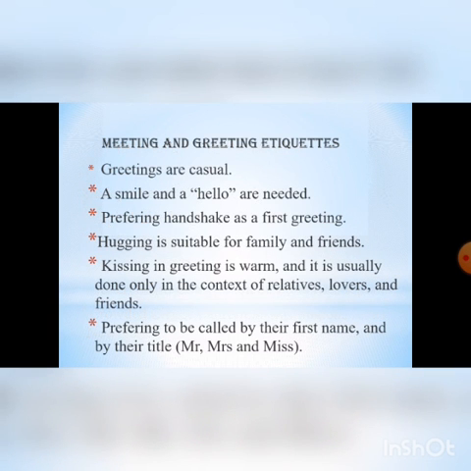Let's speak about some etiquettes. Meeting and greeting etiquettes. Greetings are casual. A smile and a hello are needed. A handshake is preferred as the first greeting. Hugging is suitable for family and friends. Kissing in greeting is warm, and it is usually done only among relatives, lovers, and friends. People prefer to be called by first name or by the title Mr., Mrs., and Miss.